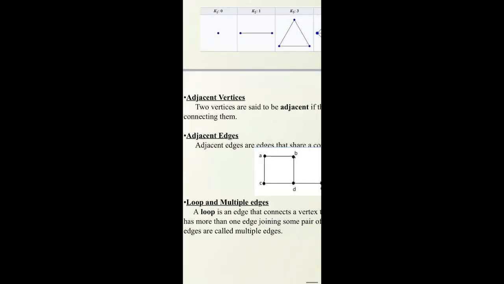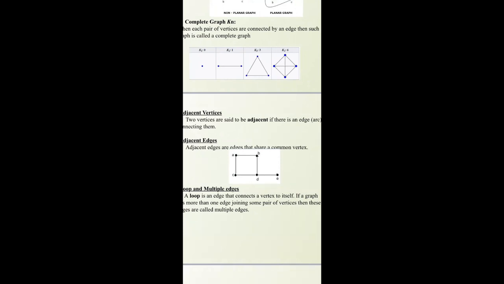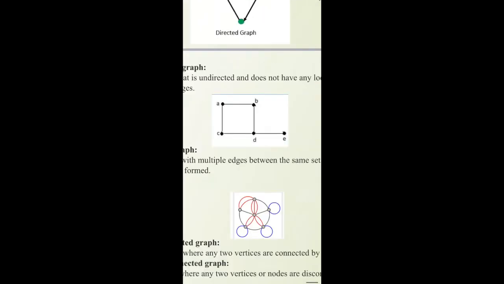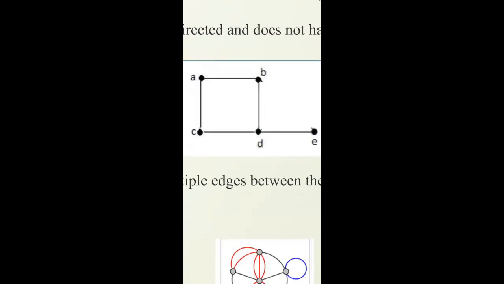Similarly, the same concept applies to adjacent edges. Adjacent edges are edges that share a common vertex. For example, AC is an edge. Similarly, AB is an edge. There are two edges and both share a common vertex A. That means AC and AB are adjacent edges. Now, take the same example. Can anyone tell me, CD and DB, are these adjacent edges?